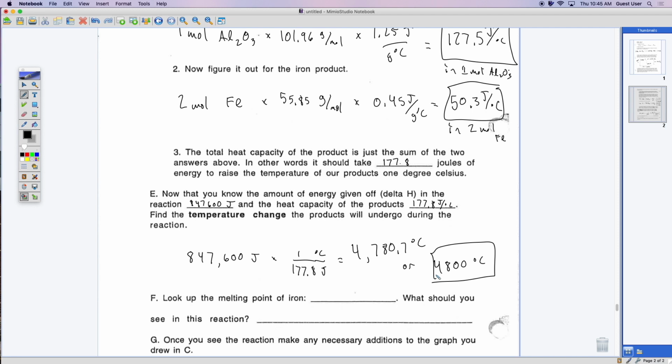That's the temperature that we're going to produce by putting 2 moles of iron and 1 mole of aluminum oxide together. Well, if you look up the melting point of iron, you'd find that it is 1,538 degrees C. So what are we going to see when we look at this thing go? We are going to see molten iron form. Okay, so ladies and gents, let's go mix some stuff together, and then let's go outside and see a thermite reaction take place.